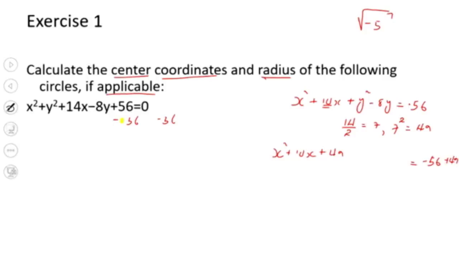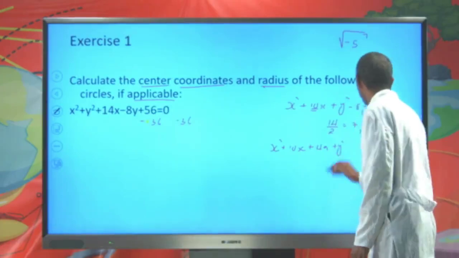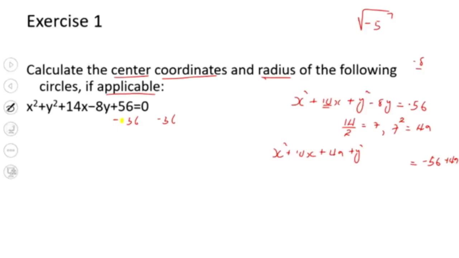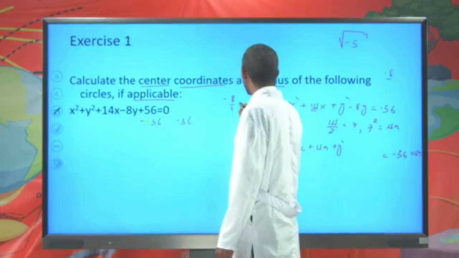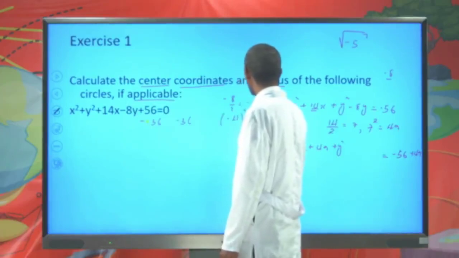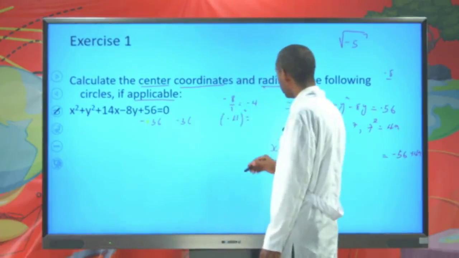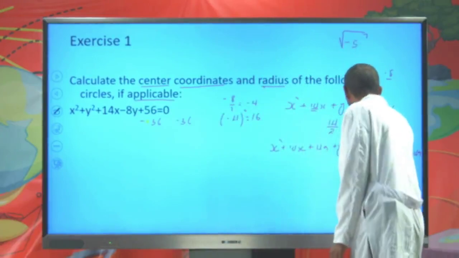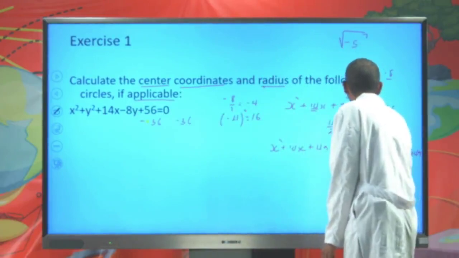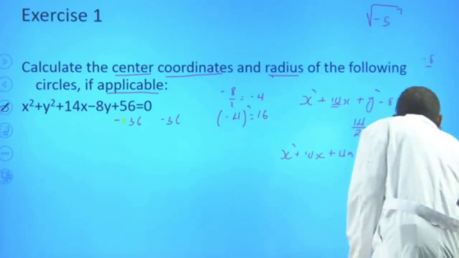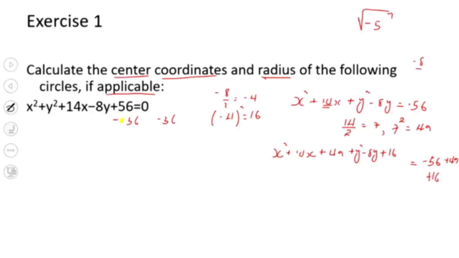And again, I do the same thing for y. So this is y². If I divide -8 by 2, that gives -4. Then square it: (-4)², do not forget brackets when you square. So this gives you 16. So let me add 16 on this side: -8y + 16. Since I added 16 on this side, I should also add 16 on the other side.